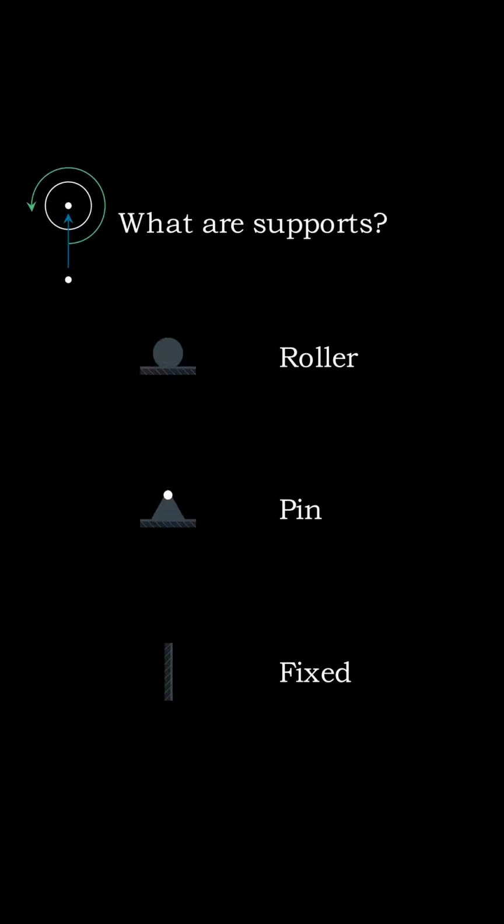Roller supports can provide one reaction force, keeping a structure from moving along one axis while allowing it to move freely along the other. Pin supports can provide two reactions, keeping a structure from moving along either axis, but they don't stop a structure from rotating about the pin support. That's where fixed supports come in. Fixed supports keep the structure from sliding in either direction and keep it from rotating about the support.